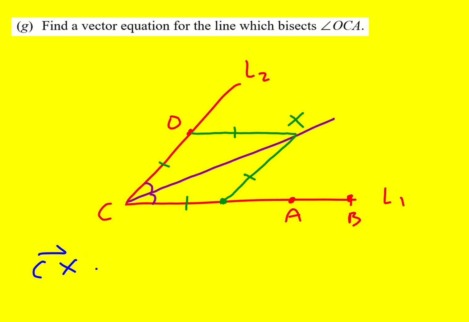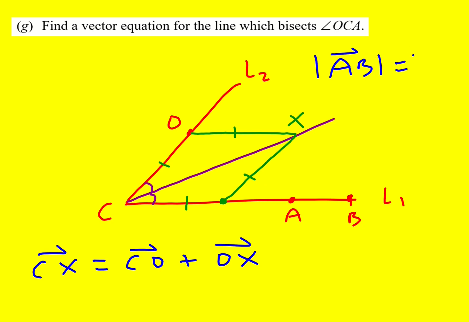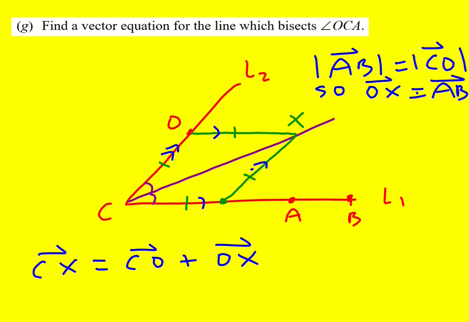Now CX is going to be equal to CO plus OX. But here's the neat bit. We have that AB, remember the magnitude is equal to the magnitude of CO. So OX, which is the same length, must also be the same as AB. The way we've constructed it, this is parallel to this, and these two are parallel. Therefore, CX is CO plus AB. That result was absolutely crucial from before.